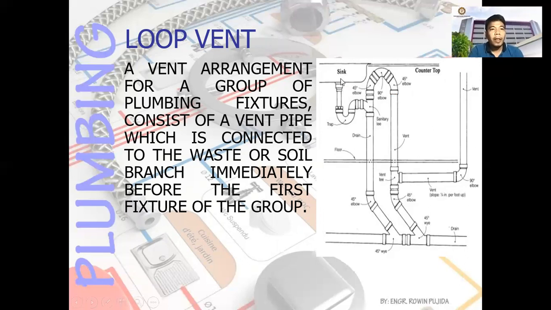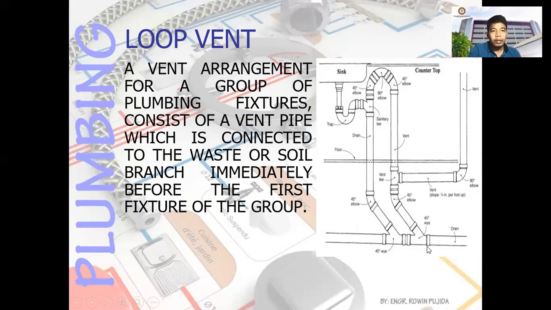You have here, this is the sink maybe, and then you have the loop vent. In another example, or in our previous example, the loop vent is introduced because there is no partition in the toilet bathroom. Okay? So the loop vent here is this one, this pipe.